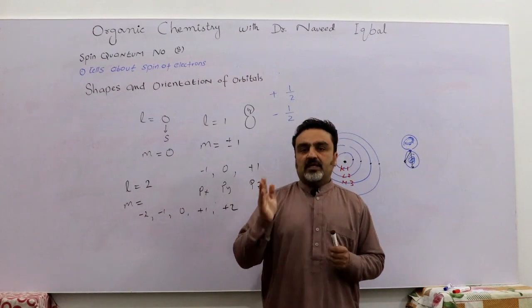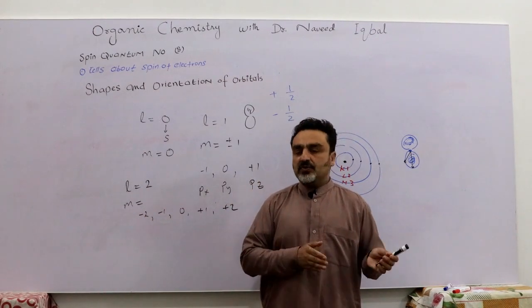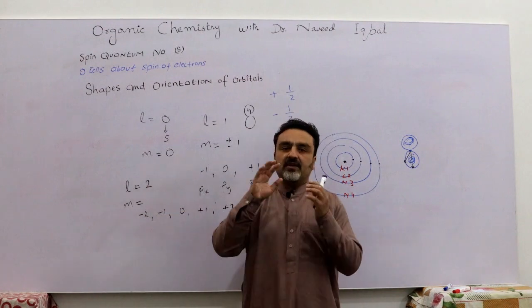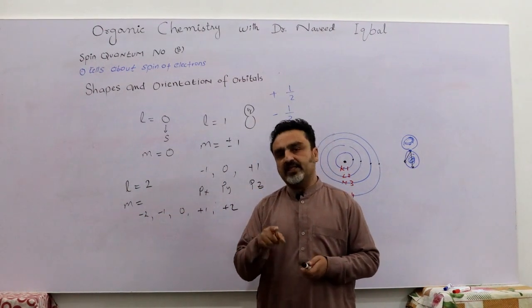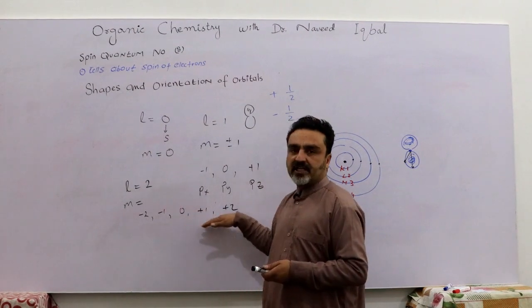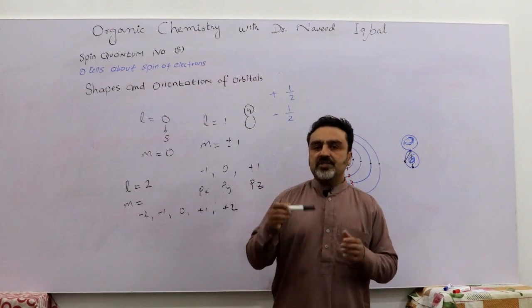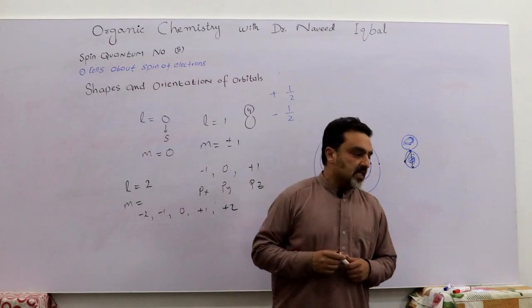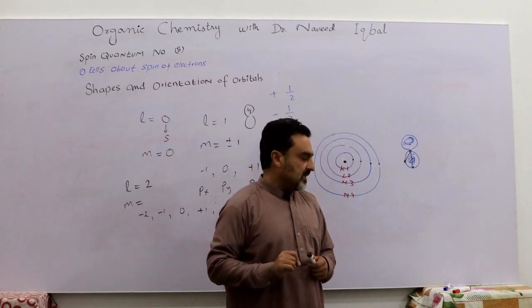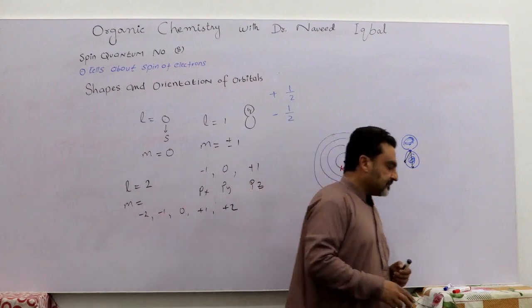orientations possible. So you can also interpret this as 5 compartments available for electrons to live in, and there are 5 ways that they are arranged. Each one is arranged differently from the rest of the others. So it will be clear in a moment.